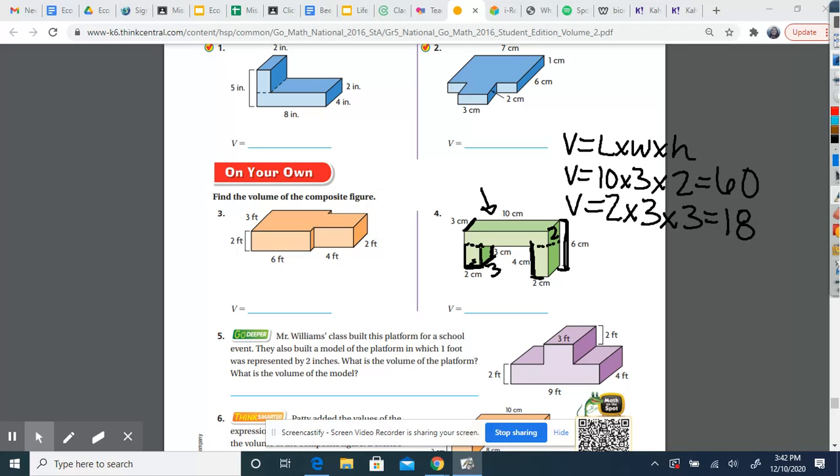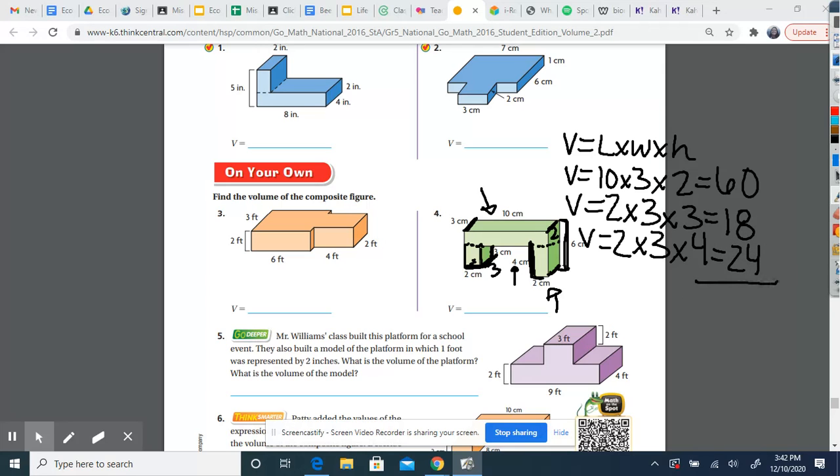All right. So for our last one, which is this one, we need to do length times width times height again. So for my length, I'm going to put 2. For my width, this width right here is going to be the same as this one, and this up here, which is 3. And then my height is 4. You can see it right there. So 2 times 3 is 6, and 6 times 4 is 24.